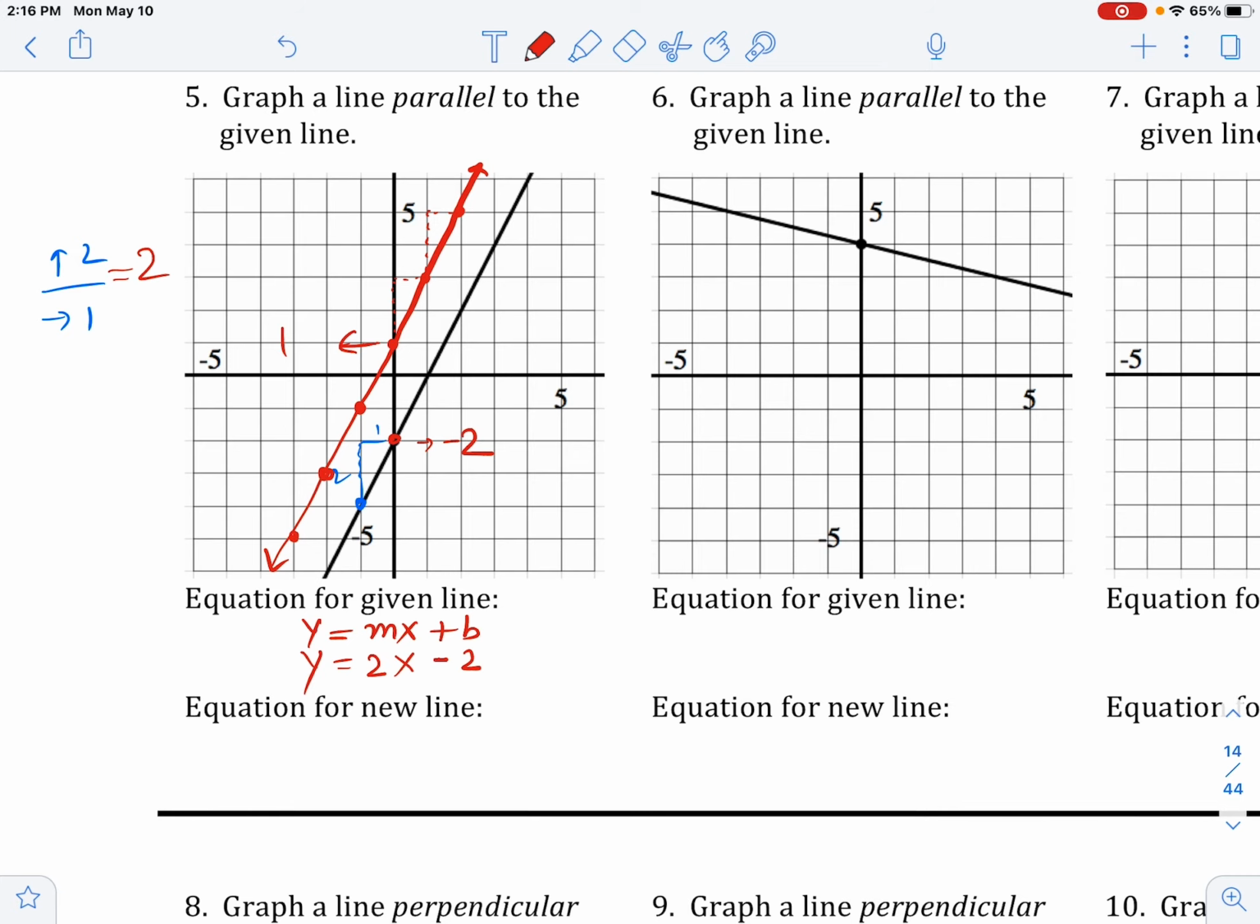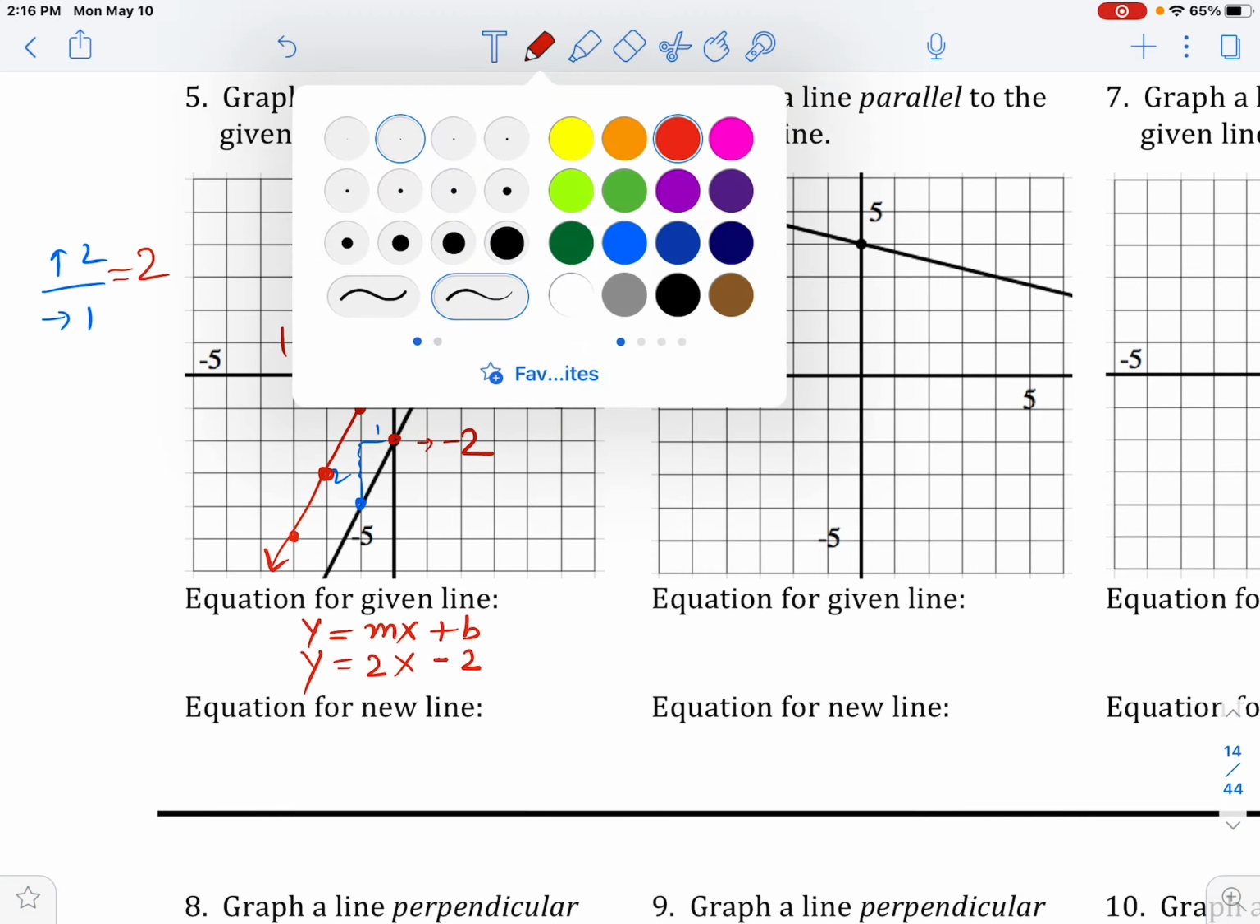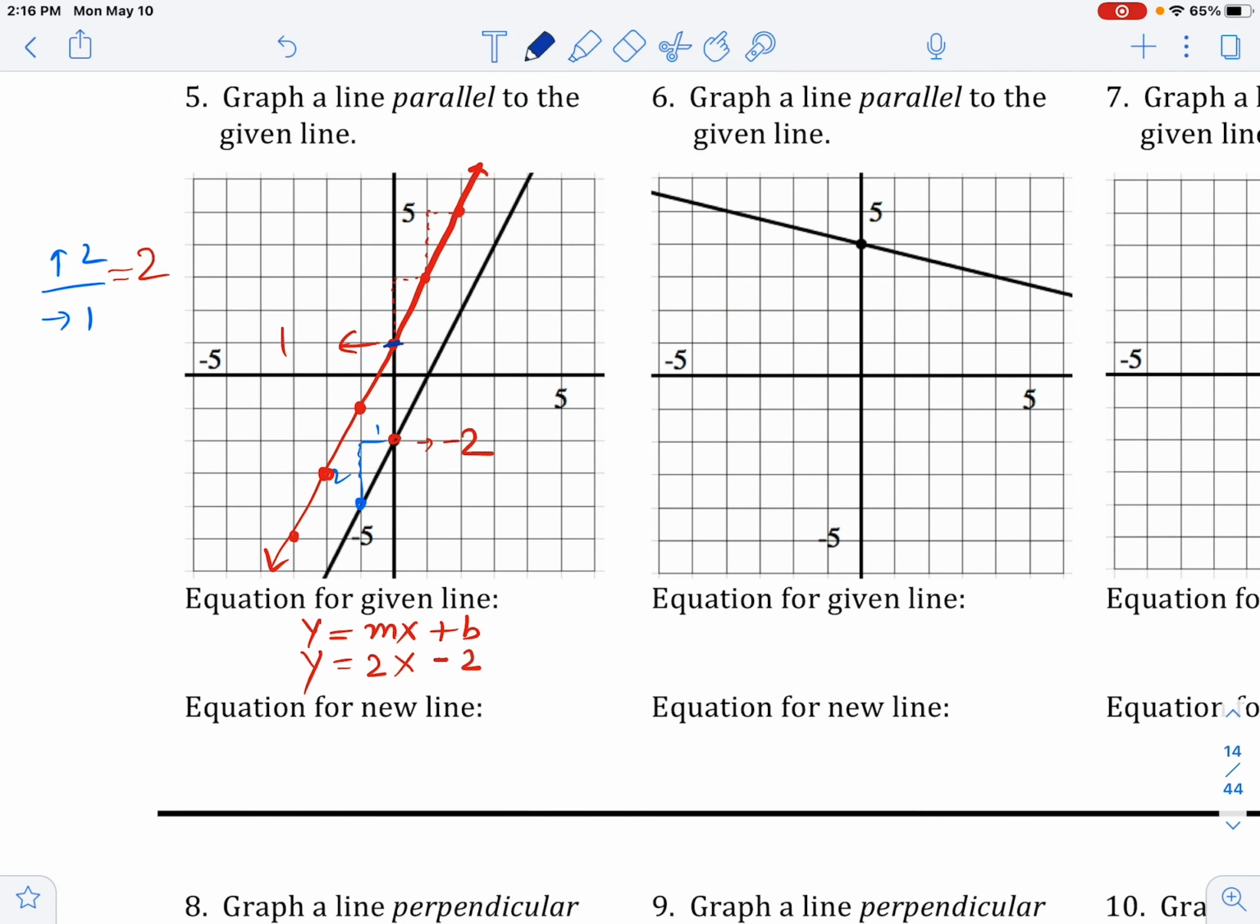And same thing for the new line. My y-intercept is here, that's 1. Same thing, I plug it in: y equal to mx plus b, I replace b by 1. The slope m is 2 because it's a parallel line, and I just write the rest of the thing as it is. So that's my equation of the new line.